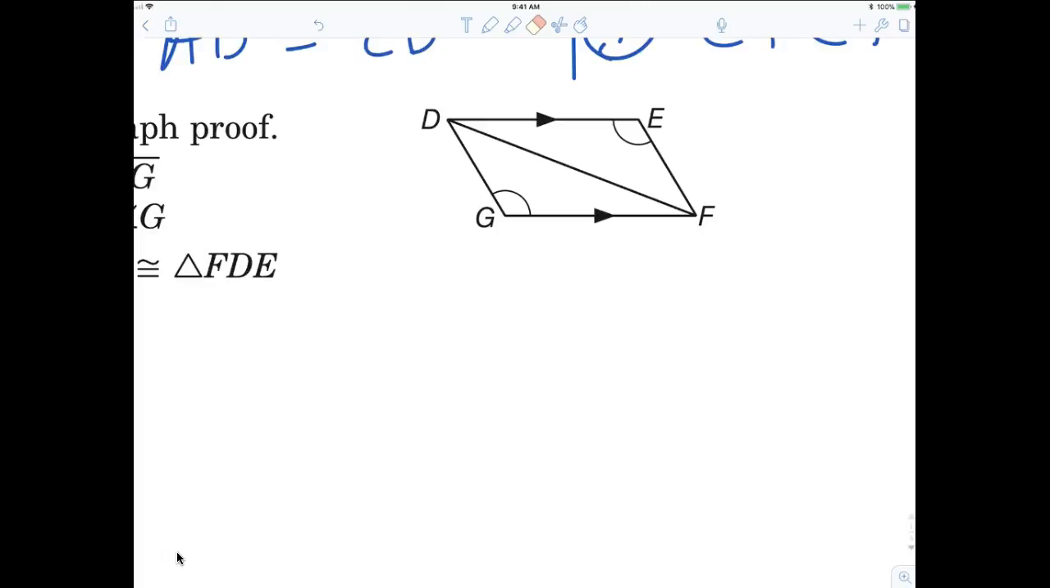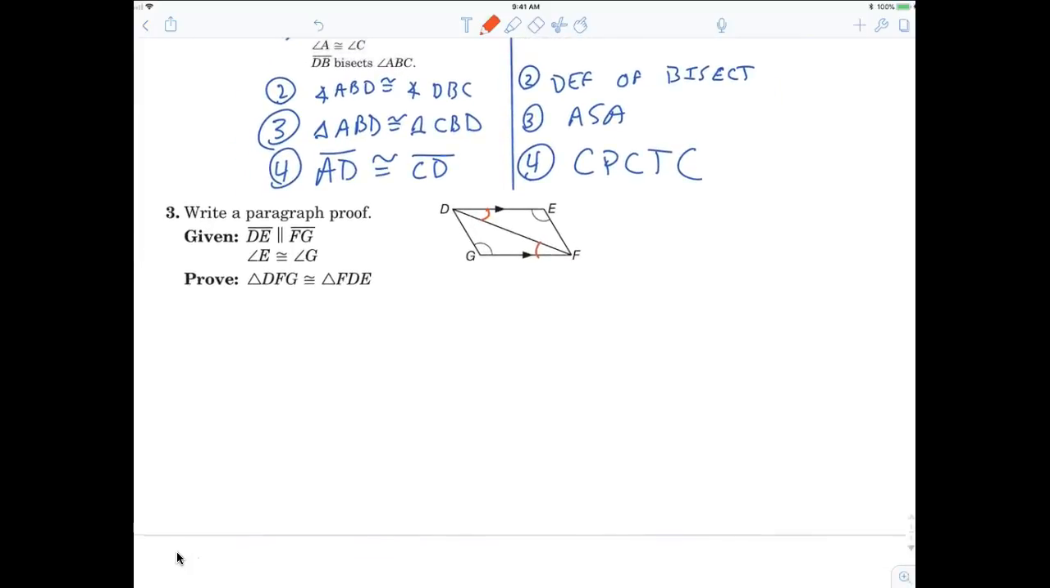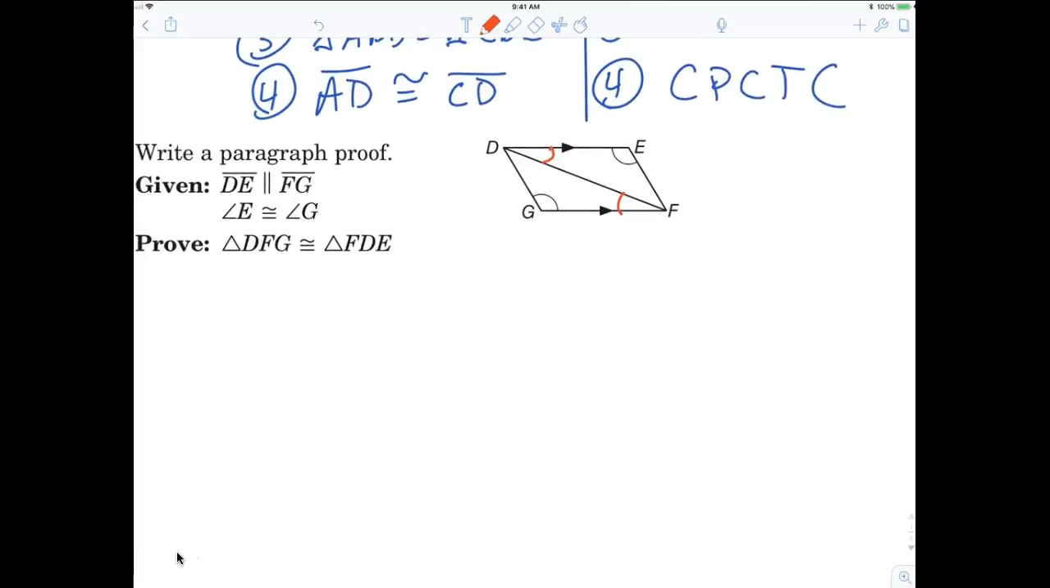Good. Angle EDF is congruent to angle GFD. Those angles are congruent, all right? Now that's how I got it, and we would say that is alternate interior angles. All right? Alternate interior angles are congruent.